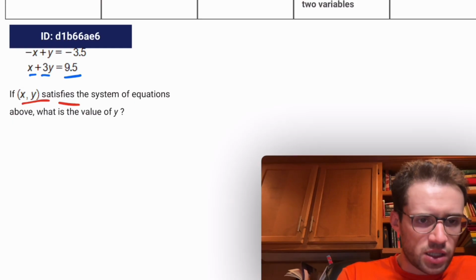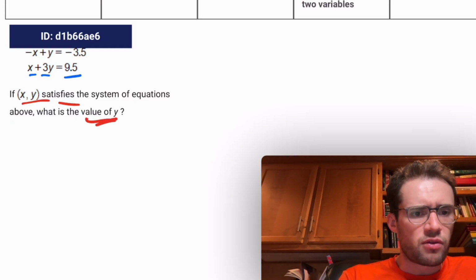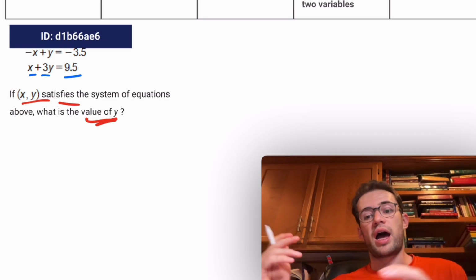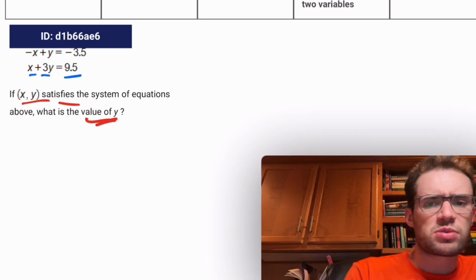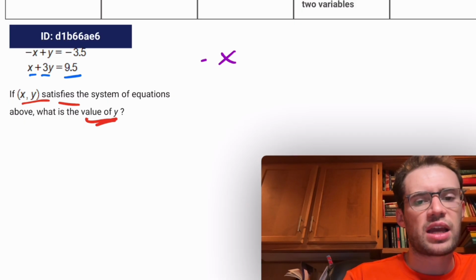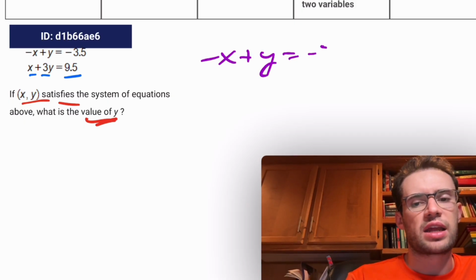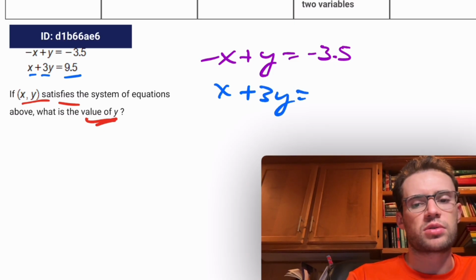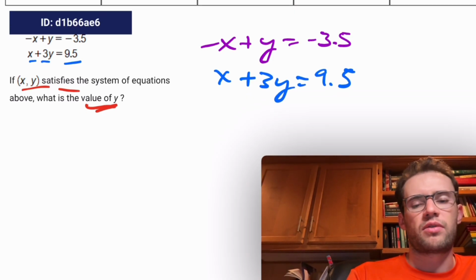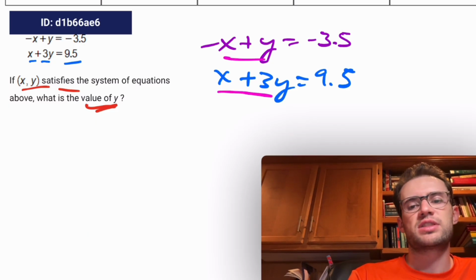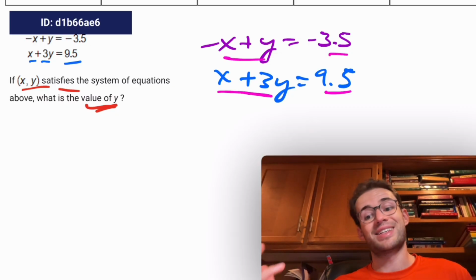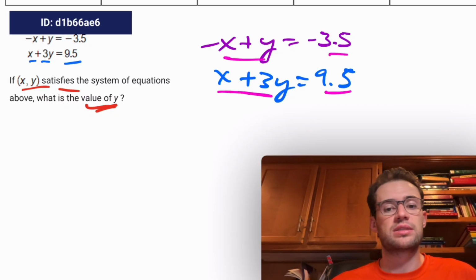Now, to solve these, let me look at it closely. We're trying to find the value of y, so we want to get rid of x. You could substitute in x in terms of y and then solve for y, or it looks like this one's set up nicely for elimination. So we have negative x plus y equals negative 3.5 as the first equation. The second one is x plus 3y equals 9.5. We want the value of y. If we add these two equations together, adding the left side to the left side and the right side to the right side, they're two equivalent values on both sides of the equal sign, so you're adding the same thing to both sides. That's fine.